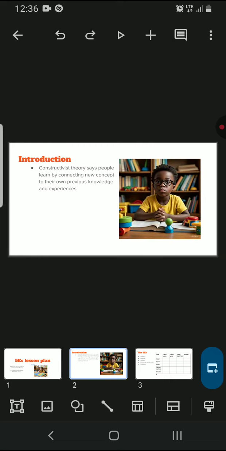Introduction. Constructivism theory says that learning occurs when a person who is a learner is able to reconcile their previous knowledge and experience with the new ideas that the teacher wants to teach.